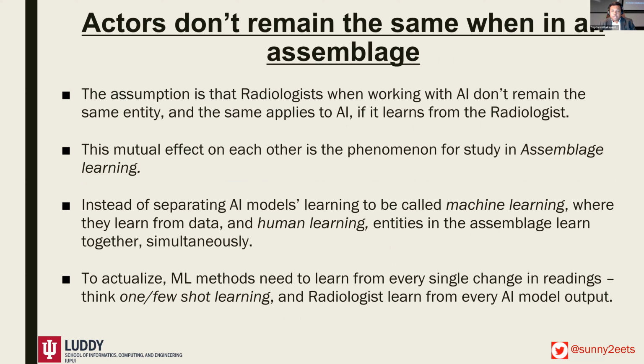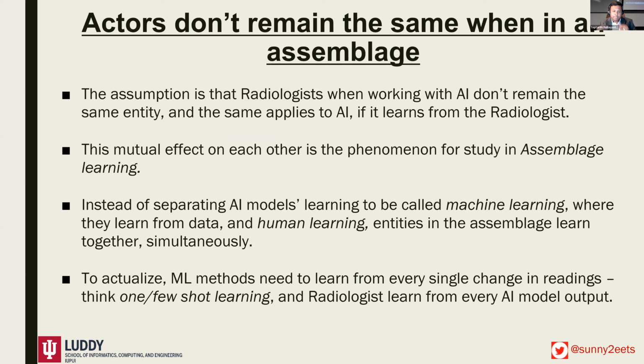So actors don't remain the same when they get into an assemblage. This mutual effect of impacting each other is called assemblage learning. This is a concept we came up with, but others have called it with many different names. However, the idea is that humans learn from machines and change themselves, and machines learn from humans and change themselves.